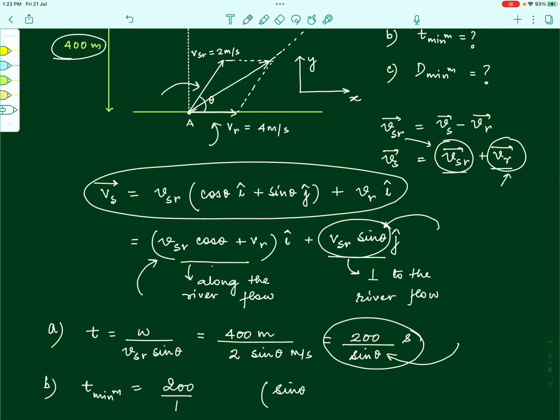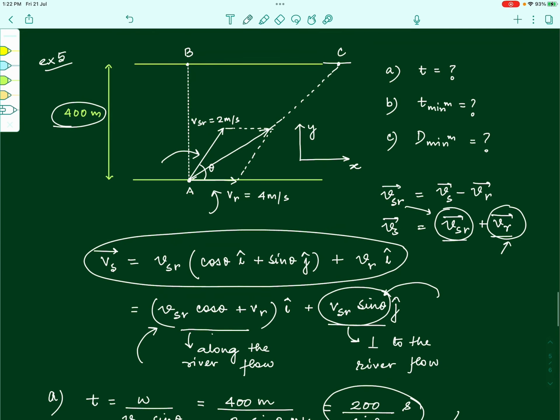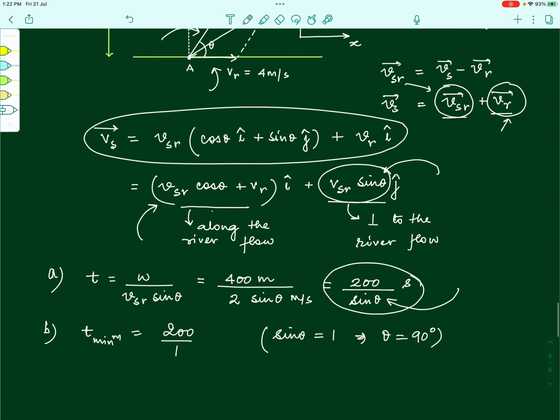Sin theta is 1, which implies theta is 90 degrees, isn't it? Theta is 90 degrees here in the figure, meaning that VSR, the velocity of the swimmer with respect to the river, is along the direction AB. So, in this case the answer will be just 200 seconds, the minimum time.